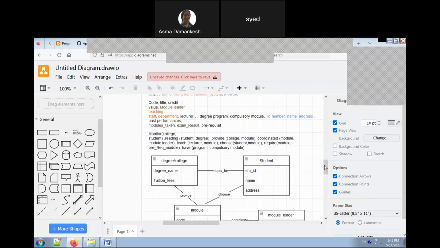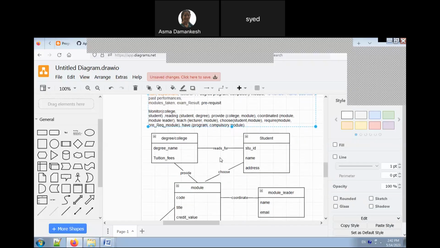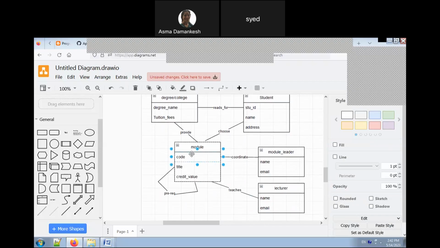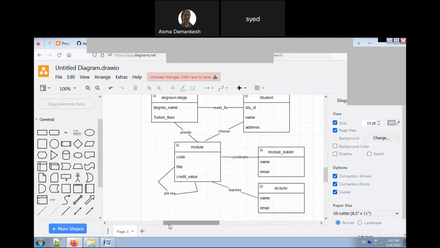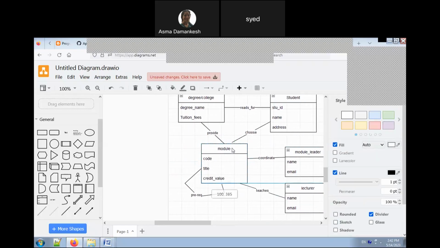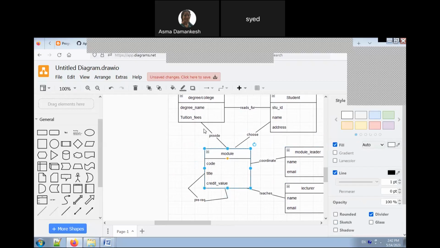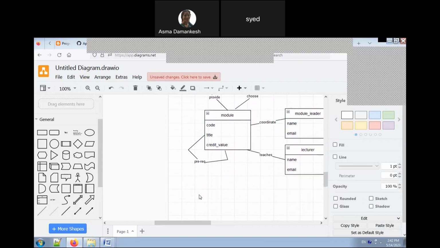A program here has compulsory modules. What do we do with this? What is a compulsory module? A compulsory module is a module, no? Isn't it? Yeah, a compulsory module is a module, right? And a degree or a program is the same. Now, this one, I will give you some example, okay?